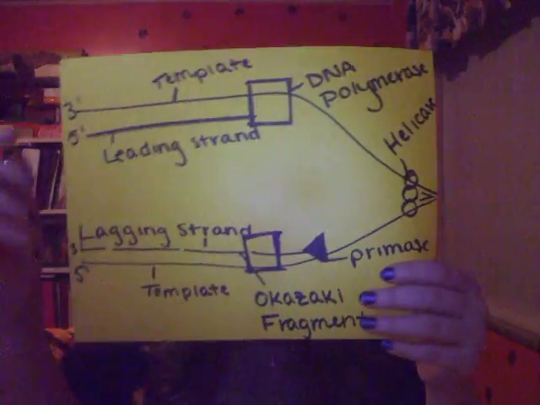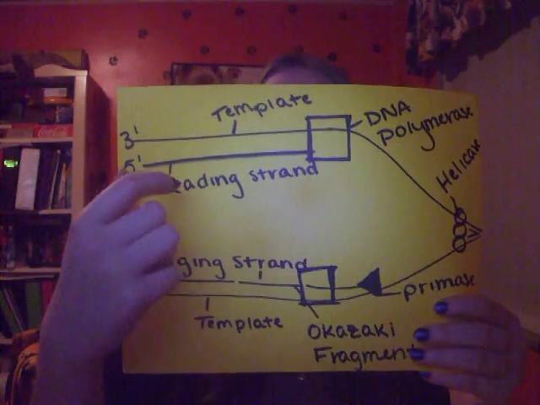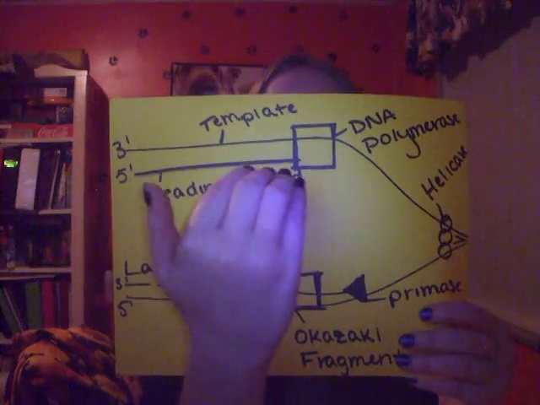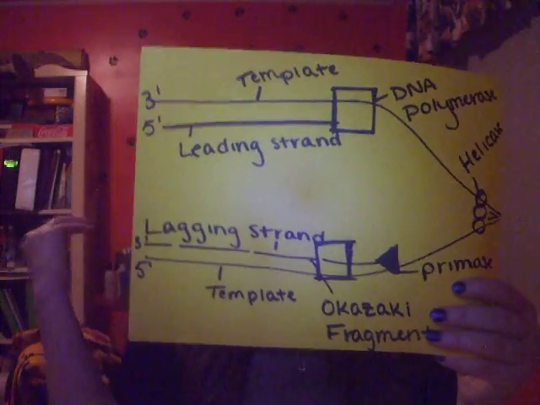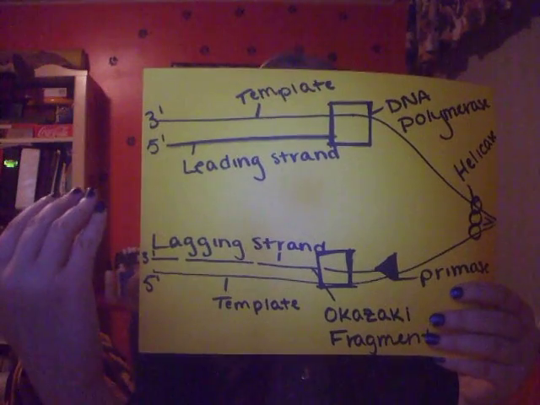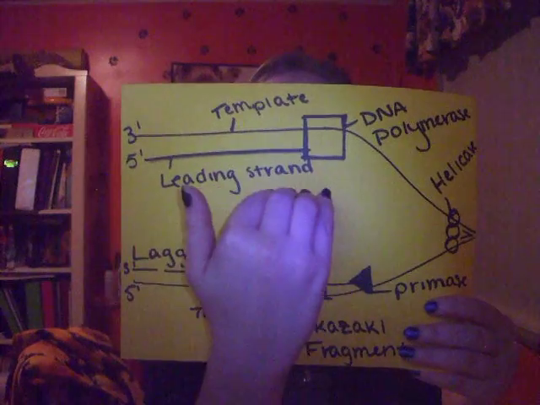This makes it possible for DNA polymerase to come in and build and add a complementary strand to the template. And then this will build successfully from 5' to 3', and this is a leading strand.